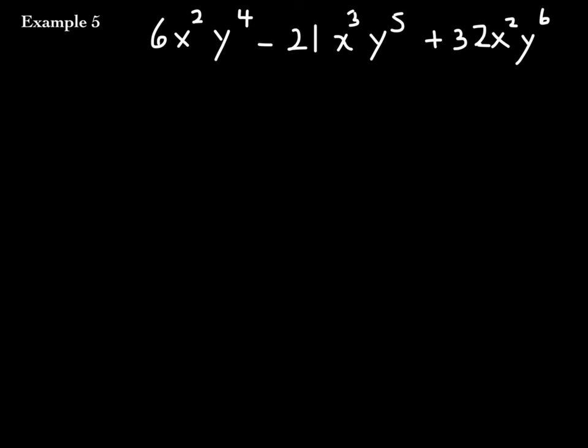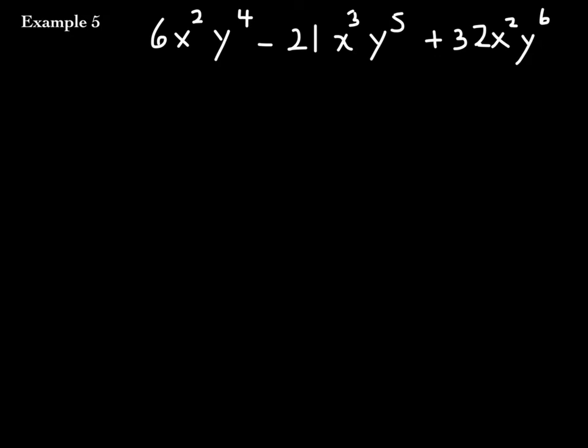Let's look at the variables. Everybody has an x and everybody has a y. The best we can do as far as the GCF is concerned with respect to the variables, we can factor out an x squared. Every single term has at least x squared. And we can factor out y to the fourth, because every single term has at least y to the fourth.